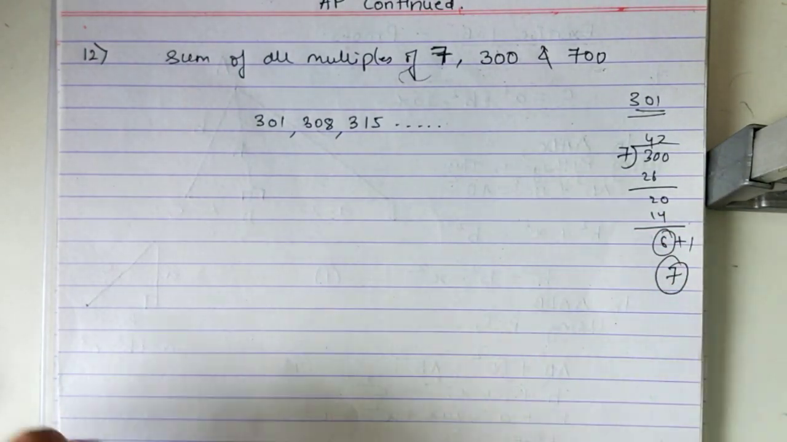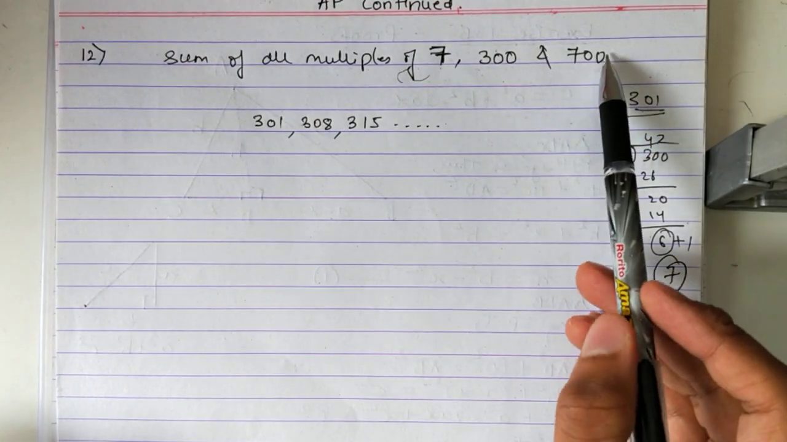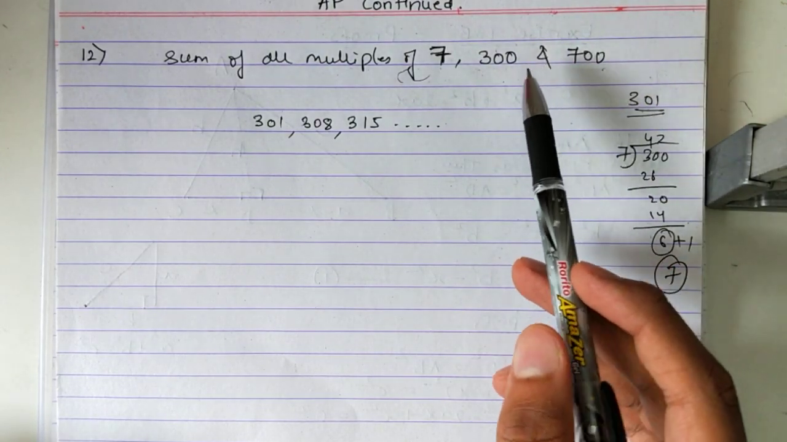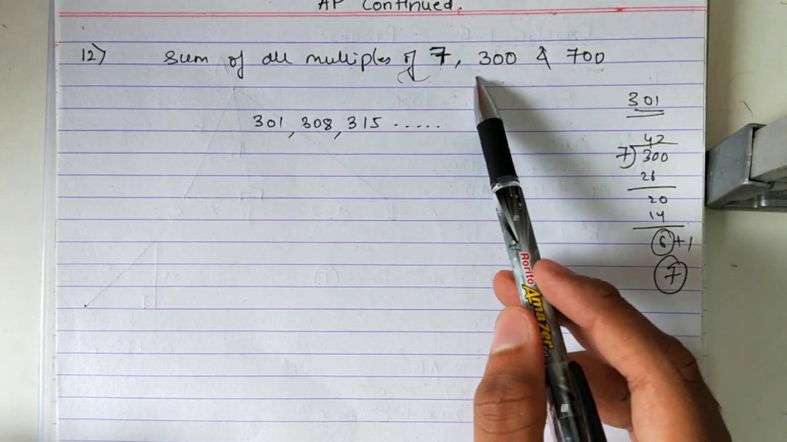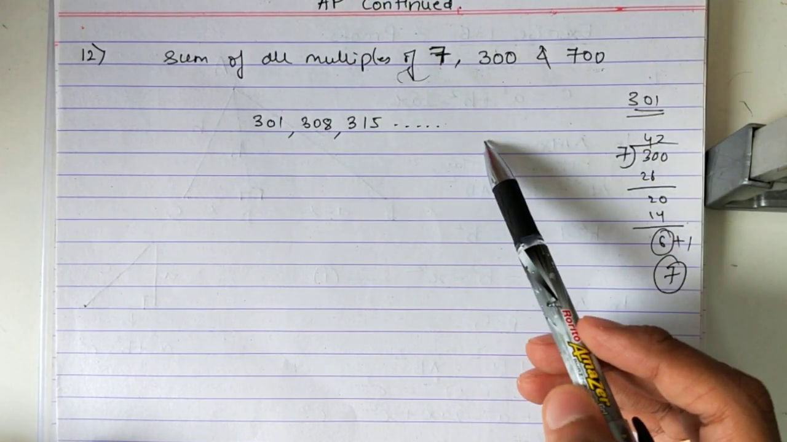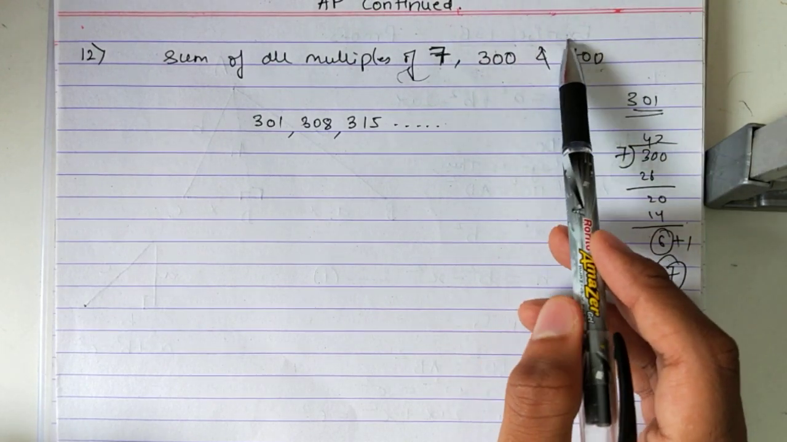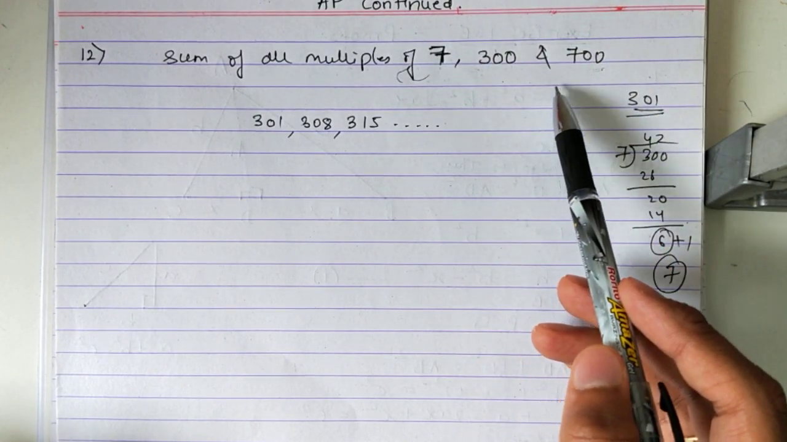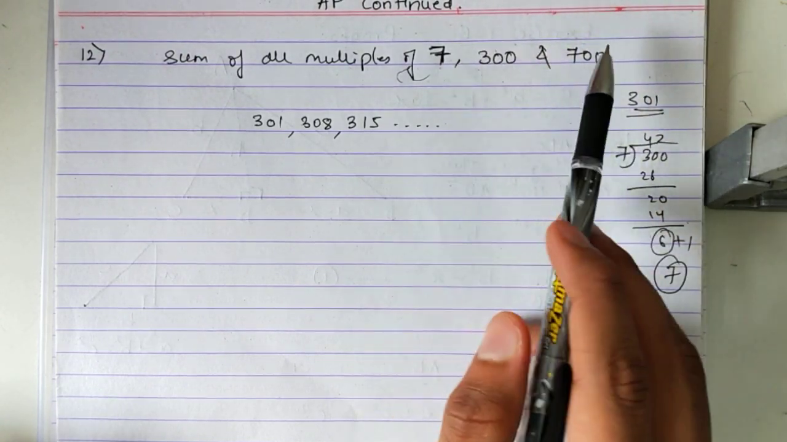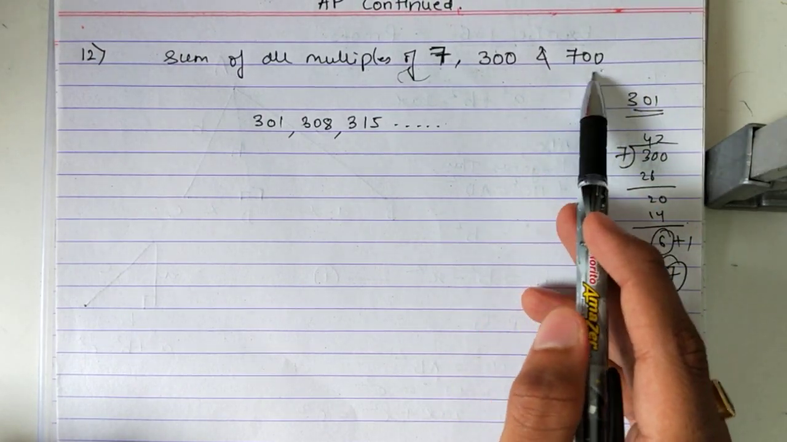And the last number means between 300 and 700. See, in probability also I had told you that if you have to count numbers between 300 and 700, you don't take these values, you have to discard them. So the start will be at 301 and the end will be at 699. You cannot take 700 because it says between, so both are not included. 700 is not included. But 700 is divisible by 7.